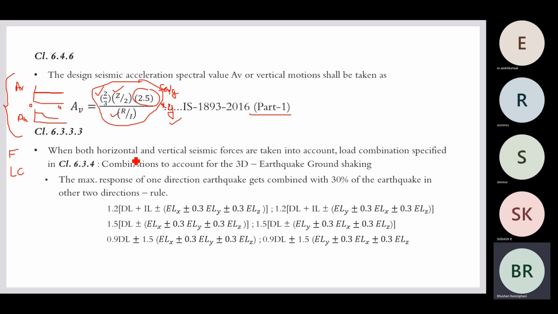Now, when both horizontal and vertical are considered, in what case does the code say we should use the vertical earthquake? There are non-parallel systems, or you can say non-orthogonal systems.